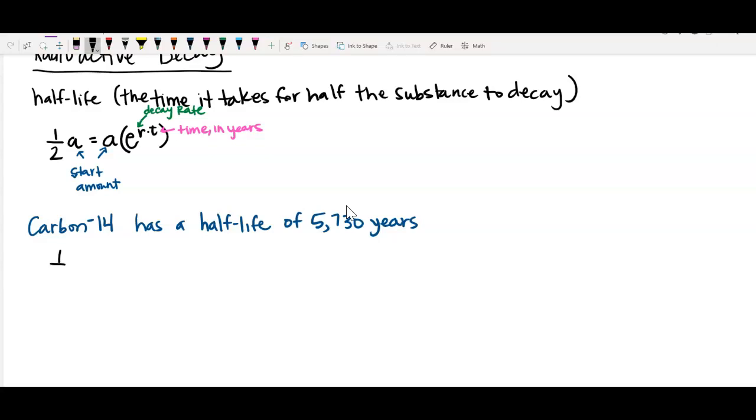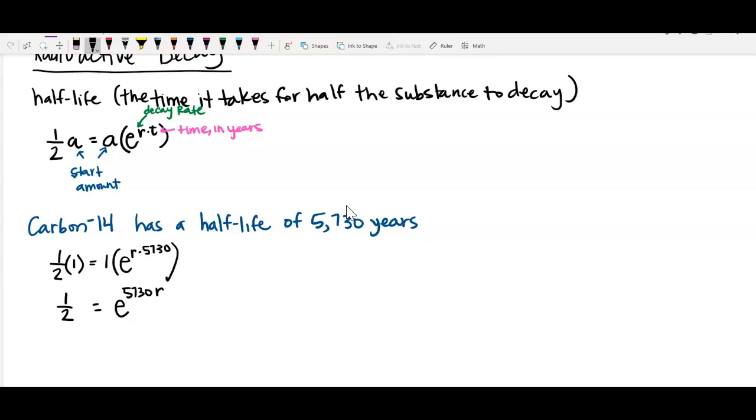Okay, so let's put in what we know here. If we have 1/2 times that 100%, we'll just write it in as a 1, equals 1 times E to the, now we're trying to find this rate, so R times 5,730. Let's simplify this more. I really have 1/2 on this side equals, I'm going to rewrite this as E to the 5,730 times R. It's just easier for my brain to have the number first and the letter second.